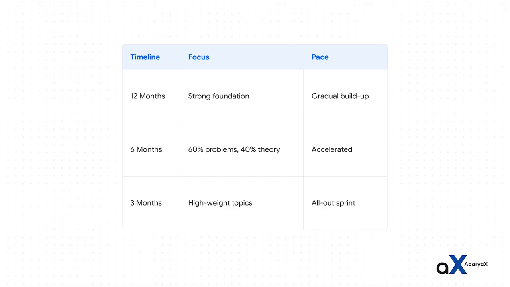But what if you don't have 12 months? That's totally fine. You just have to adapt the strategy. If you've got 6 months, your focus shifts. You're spending more time on problem solving right from the get-go. And with just 3 months, well, that's an all-out sprint. You focus only on the high-weightage topics and do timed practice every single day. The less time you have, the more strategic you need to be.